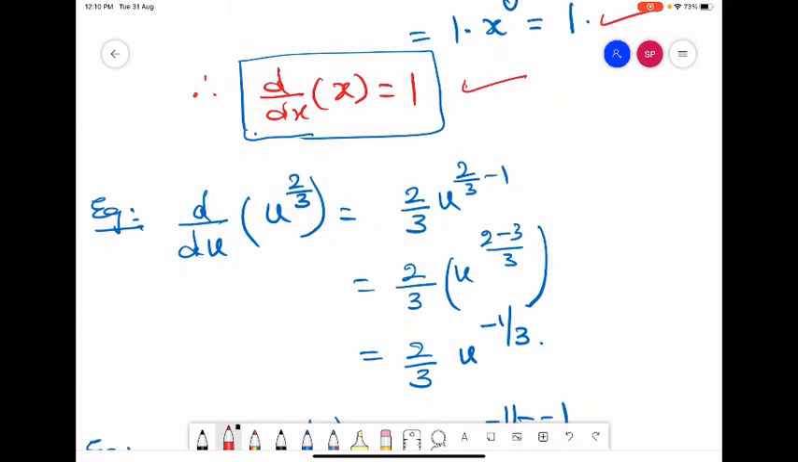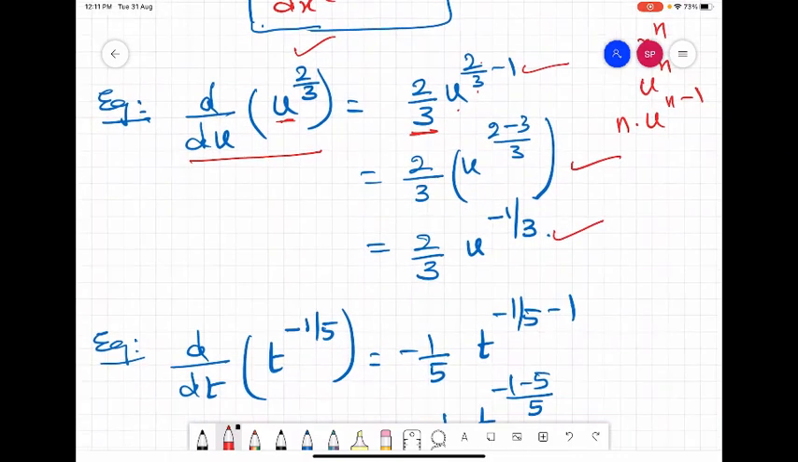Suppose I have d by du of u to the power of 2 by 3. What is the independent variable here? It is u. Like x power n, imagine it as u power n. The derivative formula is n into u to the power of n minus 1. Here n is 2 by 3, so 2 by 3 into u to the power of 2 by 3 minus 1, which is 2 by 3 into u to the power of 2 minus 3 by 3, so 2 by 3 into u to the power of minus 1 by 3.